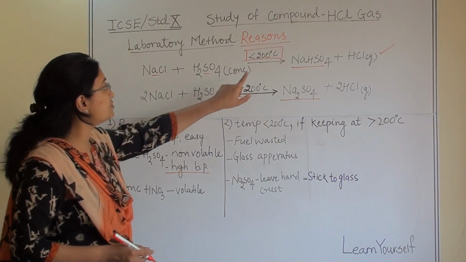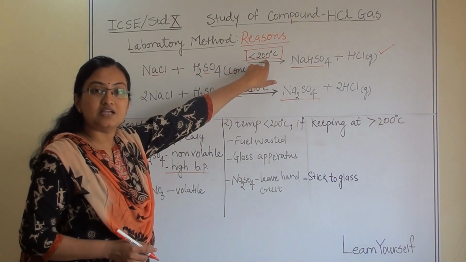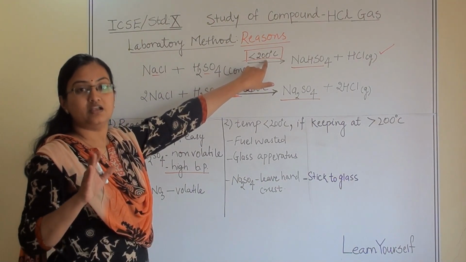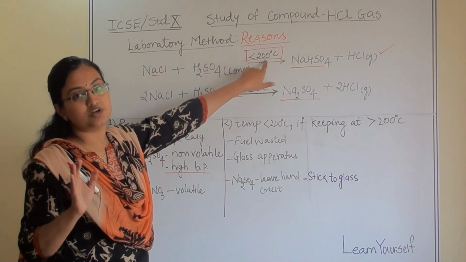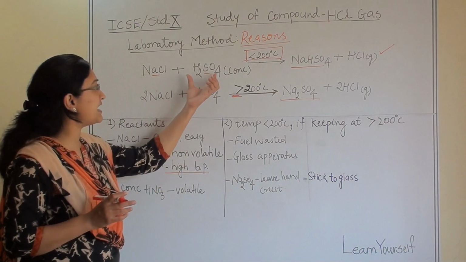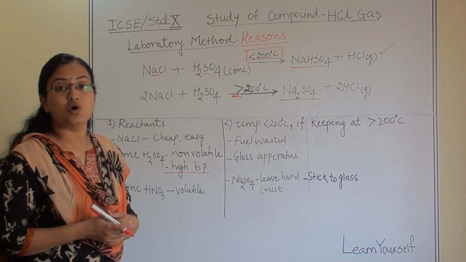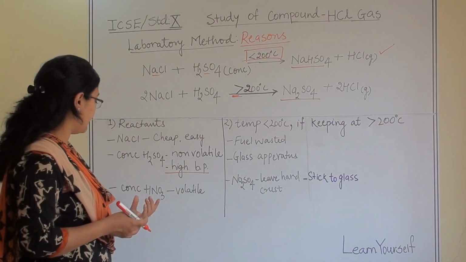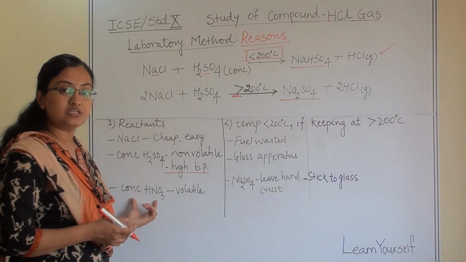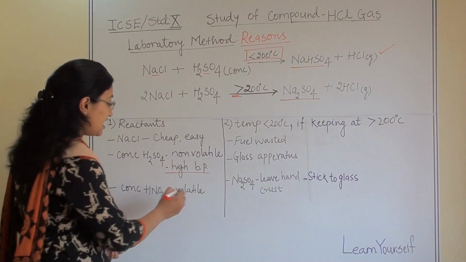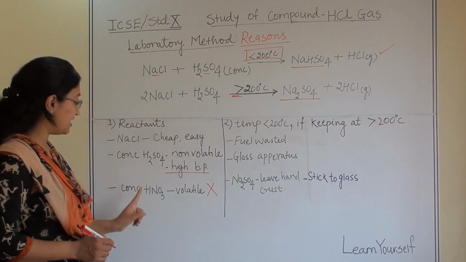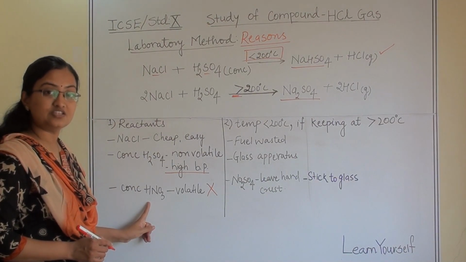Why we want to use that? Because we are maintaining temperature almost 190 and not beyond 200, but almost 190. So we need that whatever reactant we are using here, its boiling point should be high. Then concentrated nitric acid, HNO3, that we are not using. So why we are using H2SO4 and we are not using concentrated HNO3?